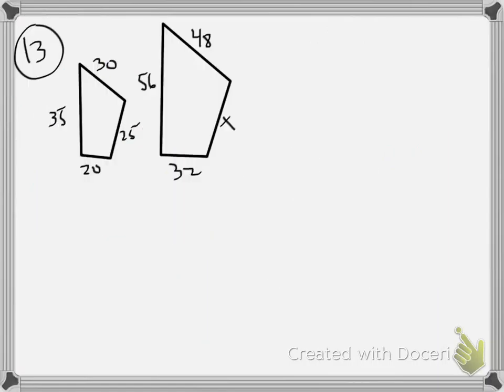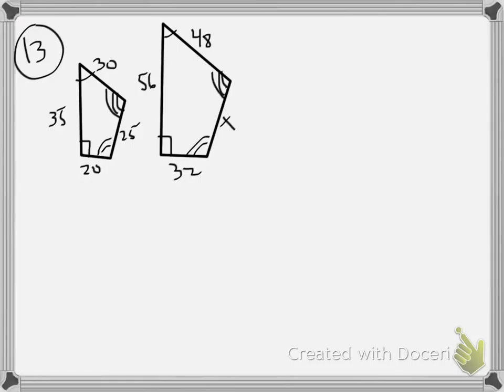Okay, in number 13, they tell you that the quadrilaterals are similar. They also tell you that the angles are the same. And so they match up the angles. This is the same as this. This is the same as this. This is the same as this. And these two are both right angles. So they tell us that, and they want us to find the value of x.